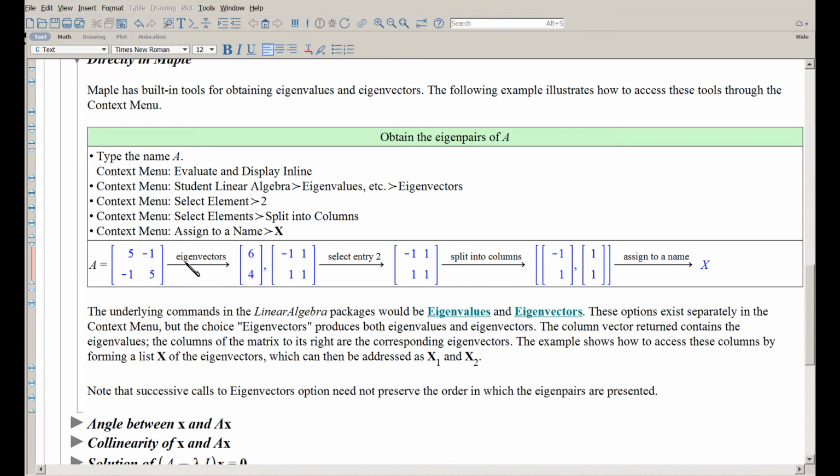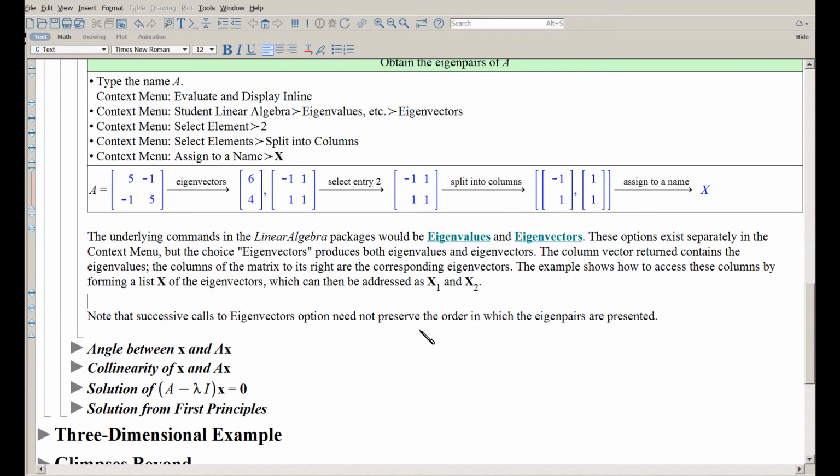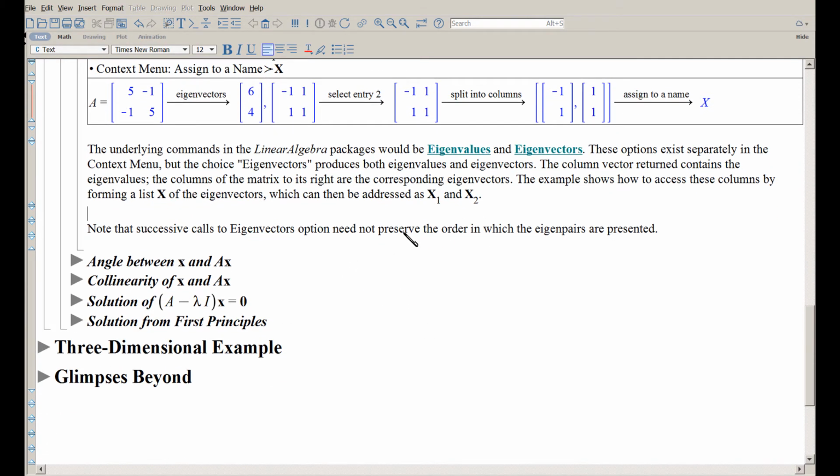The underlying command that Maple uses to obtain these results does not have a canonical ordering. So executing this at a later time may change the order. It may be 4, 6, in which case these two vectors would switch places, and so the first x would then be this 1, 1, and the second x would be that negative 1, 1. That's what this comment down here says.